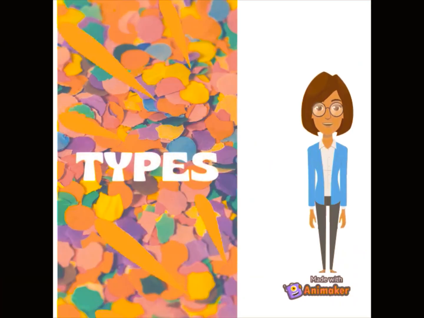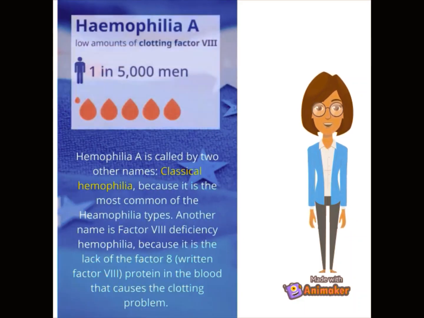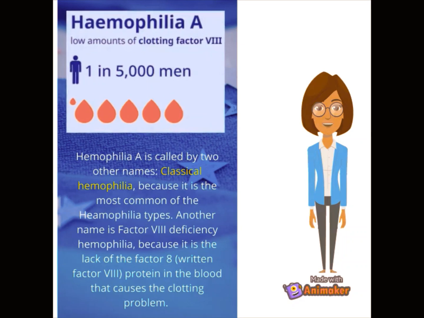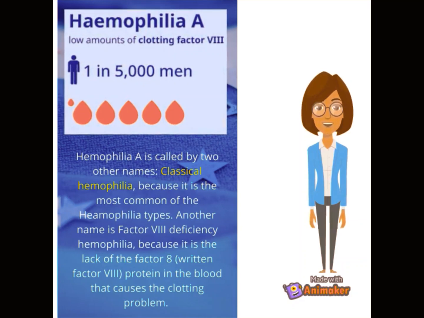Types of haemophilia. There are mainly two types of haemophilia. They are haemophilia A and haemophilia B. Haemophilia A is called by two other names, classical haemophilia, because it is the most common of the haemophilia types. Another name is factor VIII deficiency haemophilia, because it is the lack of the factor VIII protein in the blood that causes the clotting problem.